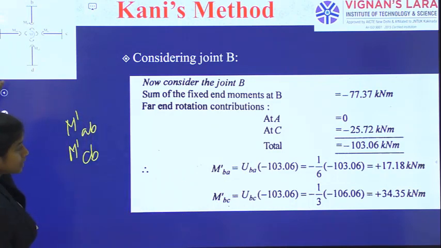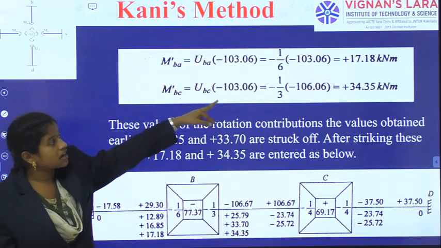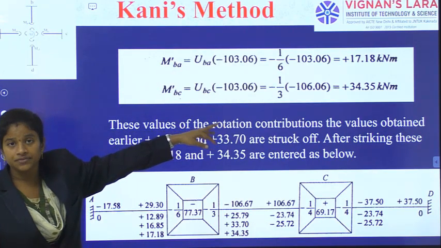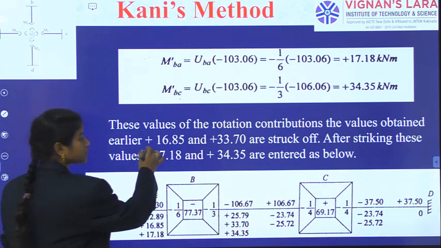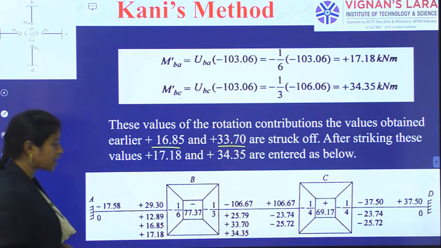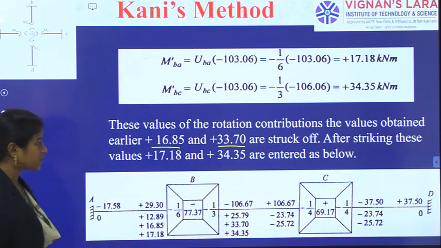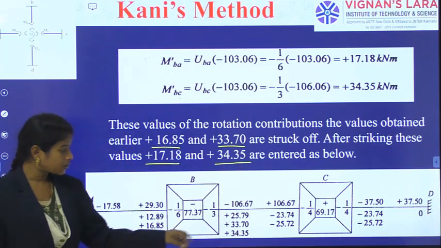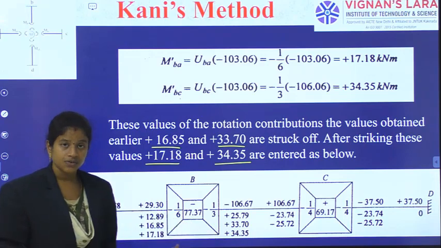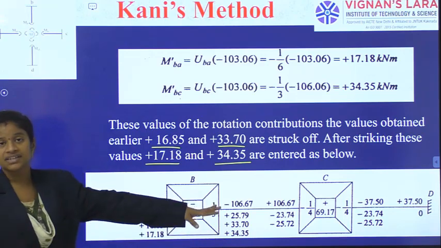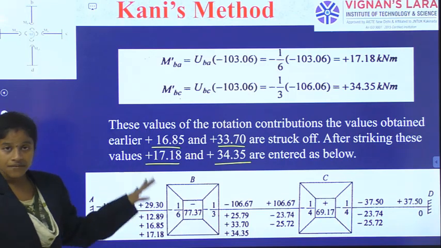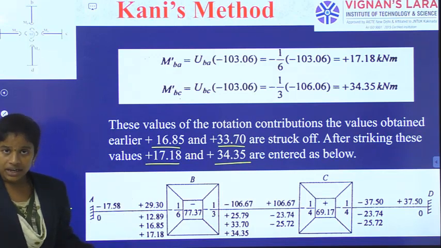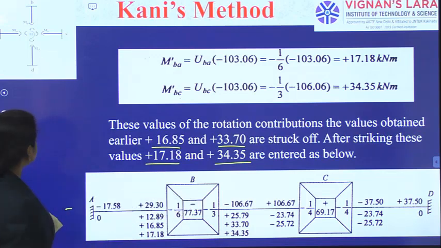Now these values needed to be placed, right? So these values I have got as plus 17.18 and plus 34.35. Removing the older ones, 16.85 and 33.70, we will place the new values 17.18 and plus 34.35, keeping the remaining structure as it is. Now after placing these values below the line, again we will go into joint C analysis.